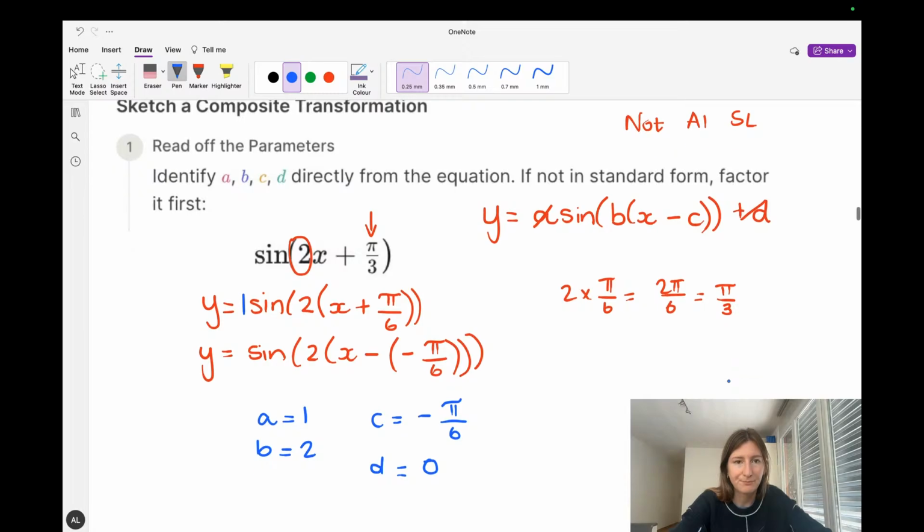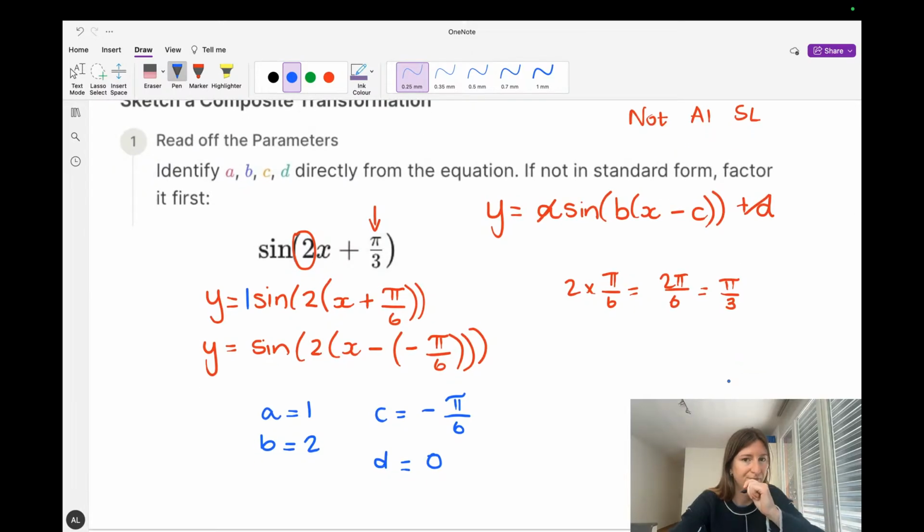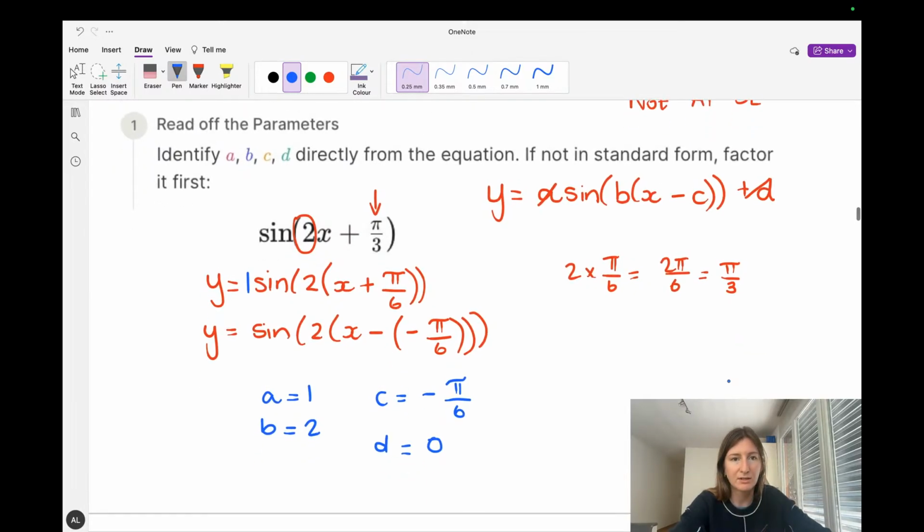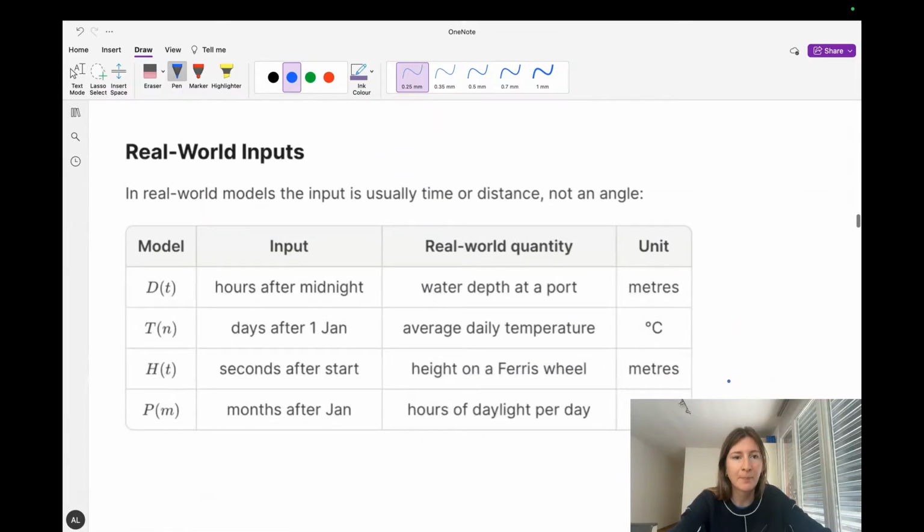There we go. So just beware when you see a question like this to put it in standard form. Okay, we are getting to some questions in a moment. There's just quite a bit of theory before.